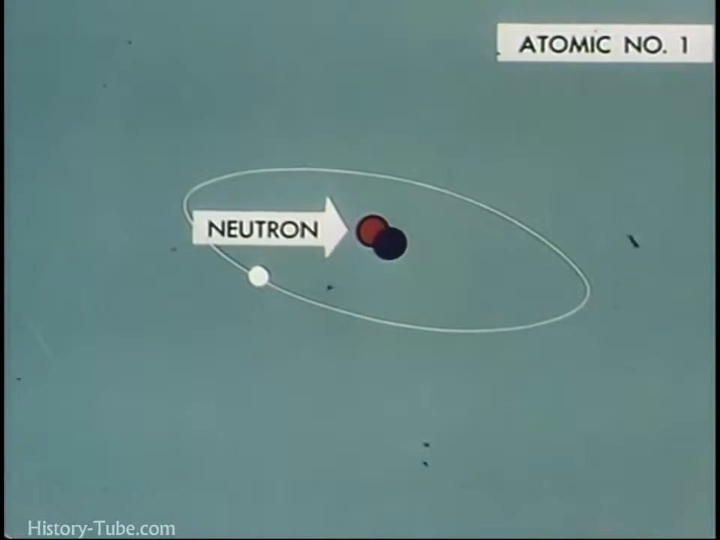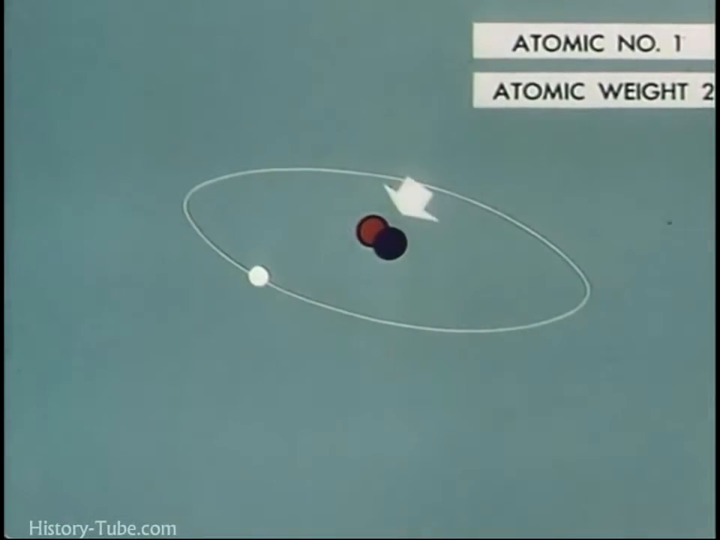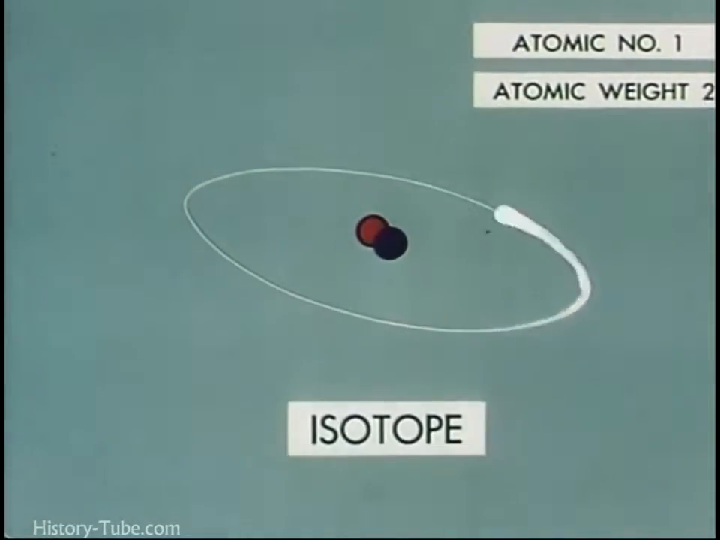It gives this form of hydrogen an atomic weight of 2, the sum of the protons and neutrons in the nucleus. Different forms of the same element, with different weights but carrying the same electrical charges and having identical chemical behavior, are known as isotopes.